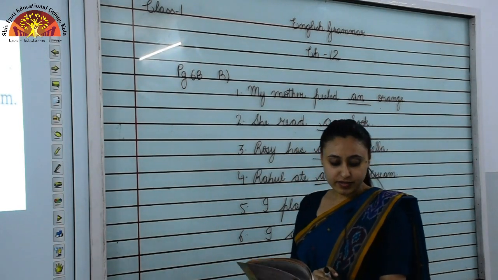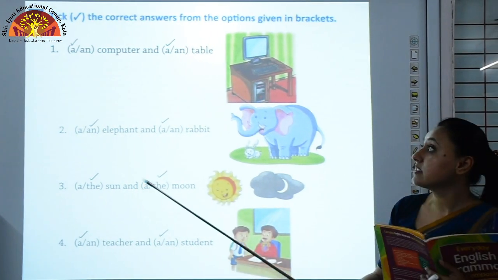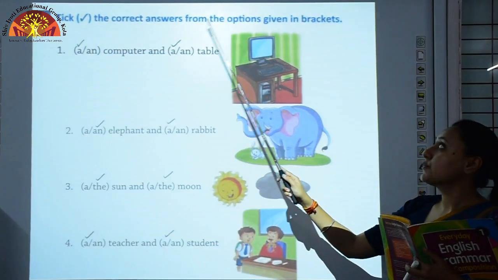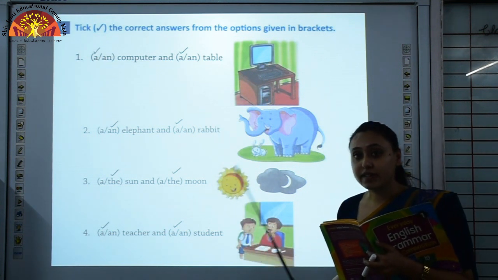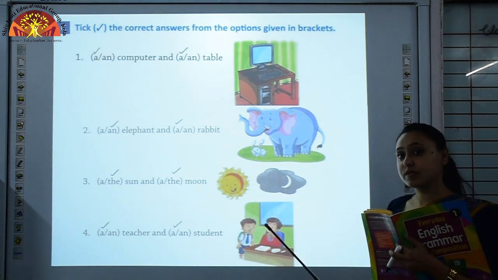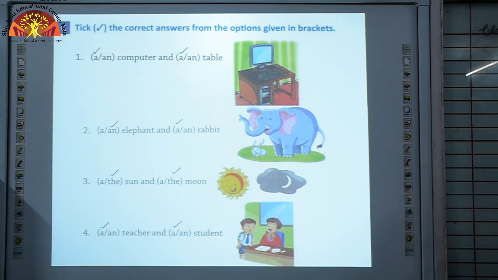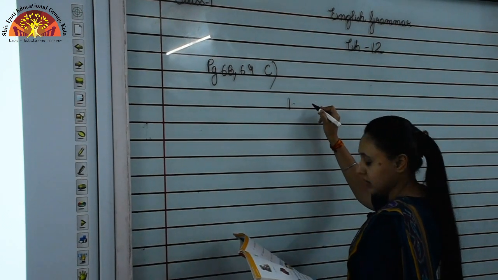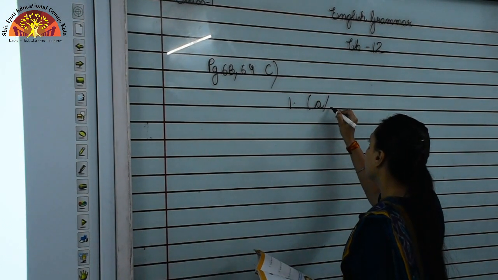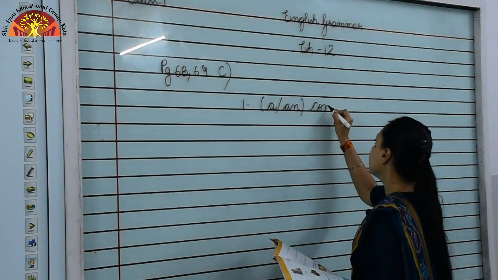Okay. Now, children, we move to question C. Question C is tick the correct answers from the options given in the brackets. So, children, options are given to you in a bracket. You have to choose the correct one. Okay. Let us see on the board. Number 1, options are given, a or N. After that, word is computer.